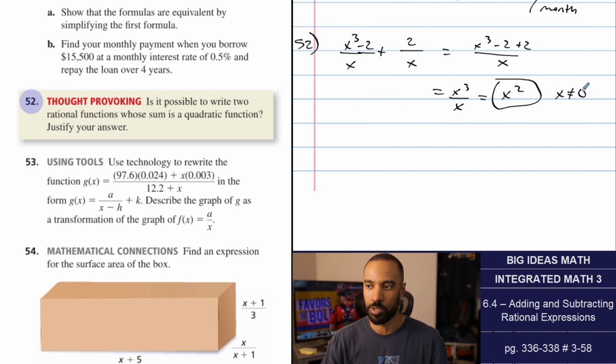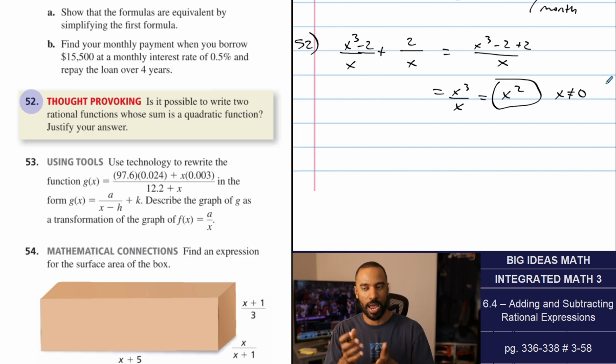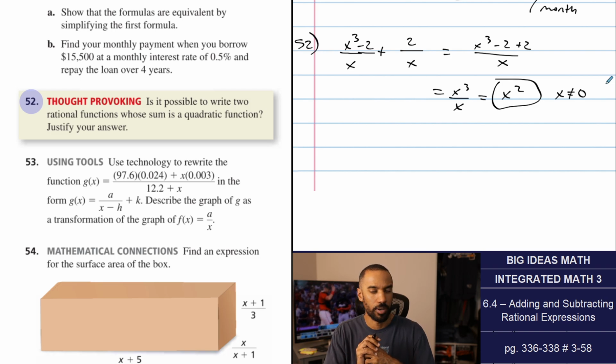Sure, x can't equal 0. That's a portion of the thing with the cancellation. I get it, but it's still a quadratic. It's still a quadratic in the end, and that's what I'll deal with.